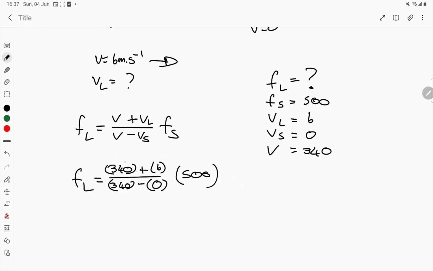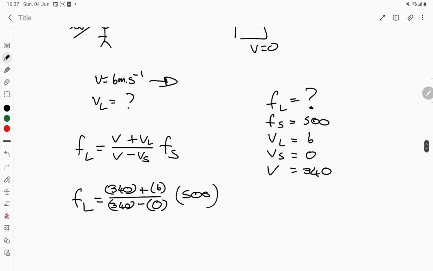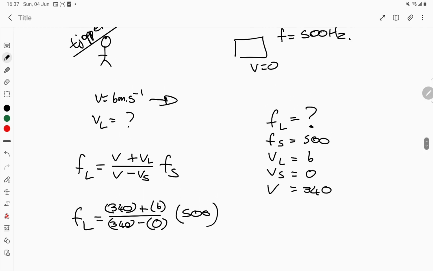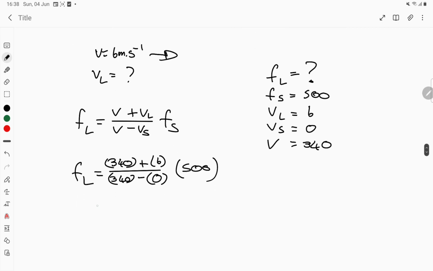Right over there. So we have the speeds of 340 and 340 of sound. And at the numerator, we're adding that 6 meters per second of the listener going towards the source, and then at the bottom we have a 0 speed for the source. Just plug this in a calculator and see what we get.